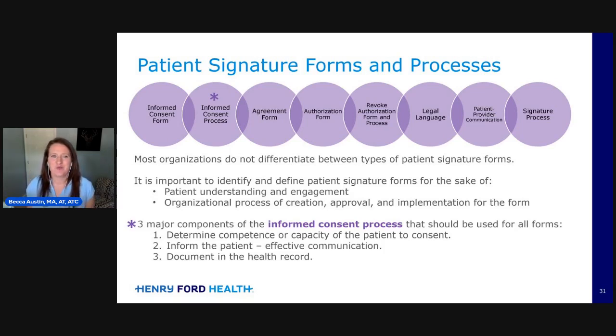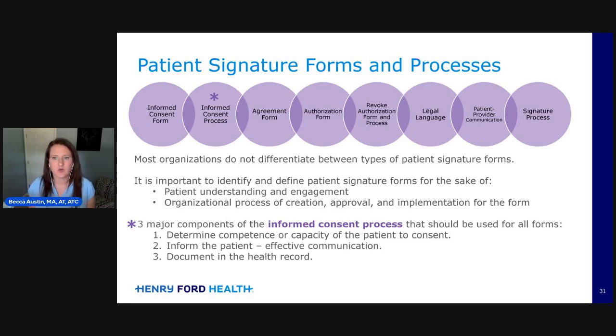For each of our form types that we've identified in our system, we have standard language at the top that says, this is the type of form you're signing, this is why you're signing it, and then the information below is what you understand and agree to. You'll see that again when we talk about the templates and the definition of each of these forms. It's also important from an organizational perspective, because this is what's going to help you understand what the process for creation, approval, and implementation looks like.